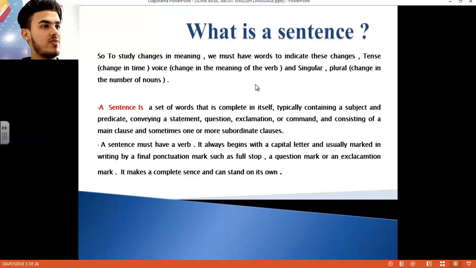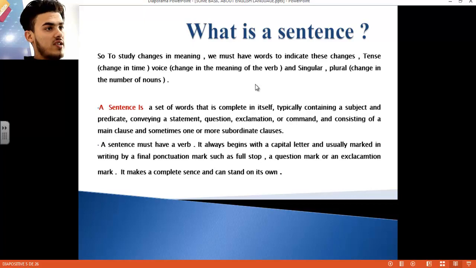So, to study change in meaning, we must have words to indicate this change. Tense, which is change in time; voice, change in the meaning of the verb; and singular, plural, change in the number of the nouns. So here, tense is absolutely the change of time, while voice, when you are talking, for example, calm, then you speak loudly, it means that you are angry, and there is a change of the meaning of the verb. Singular, plural can lead us to know the number of the nouns.